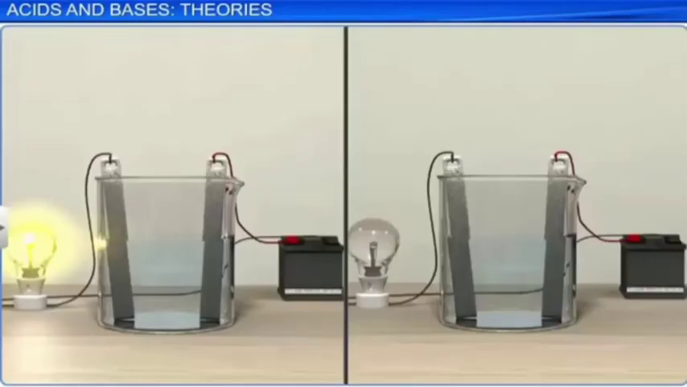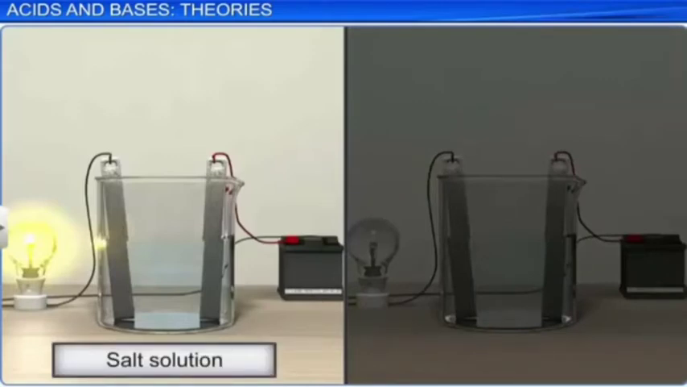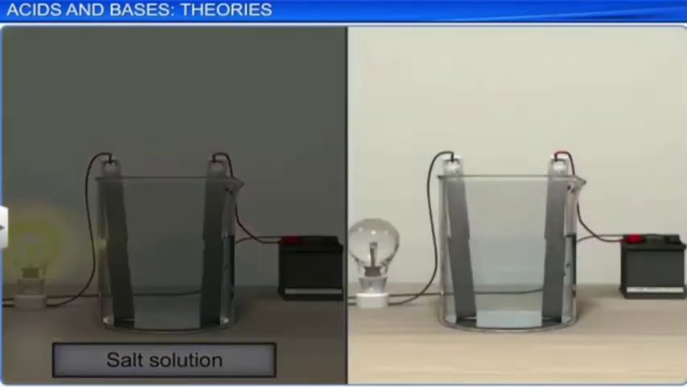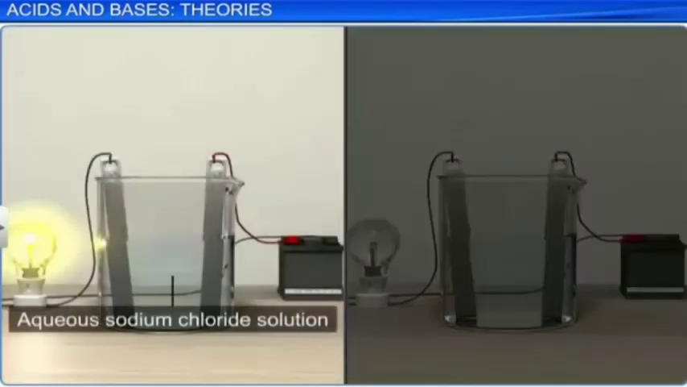Listen children, here you can see two beakers. One contains aqueous NaCl solution and the other contains aqueous sugar solution. How will you identify which beaker contains sugar solution and which contains the NaCl solution? Obviously, the beaker indicated by the glowing bulb contains the salt solution, and the other beaker where the bulb is not glowing contains the sugar solution.